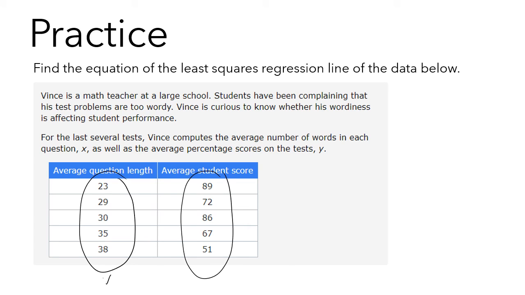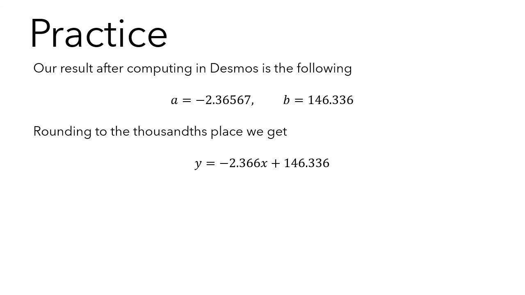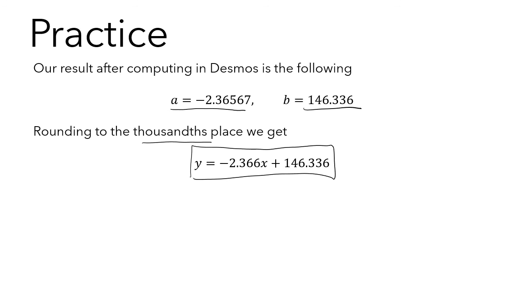So input the left-hand column into x1 and the right-hand column into y1, and then put y1 is approximately a x sub 1 plus b into Desmos. Once you do that, you'll get the result that a equals negative 2.36567 and b is 146.336. Rounding both of these to the 3rd decimal place, or the 1,000th place, we get the following equation. And this is the equation that models the data set.